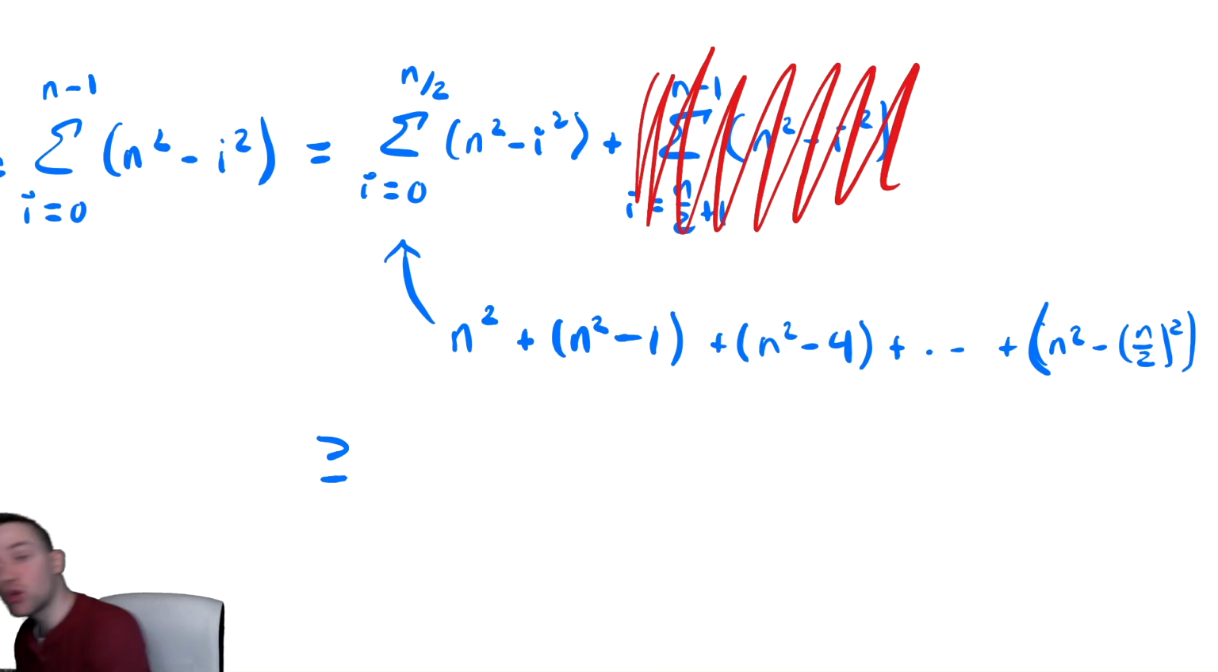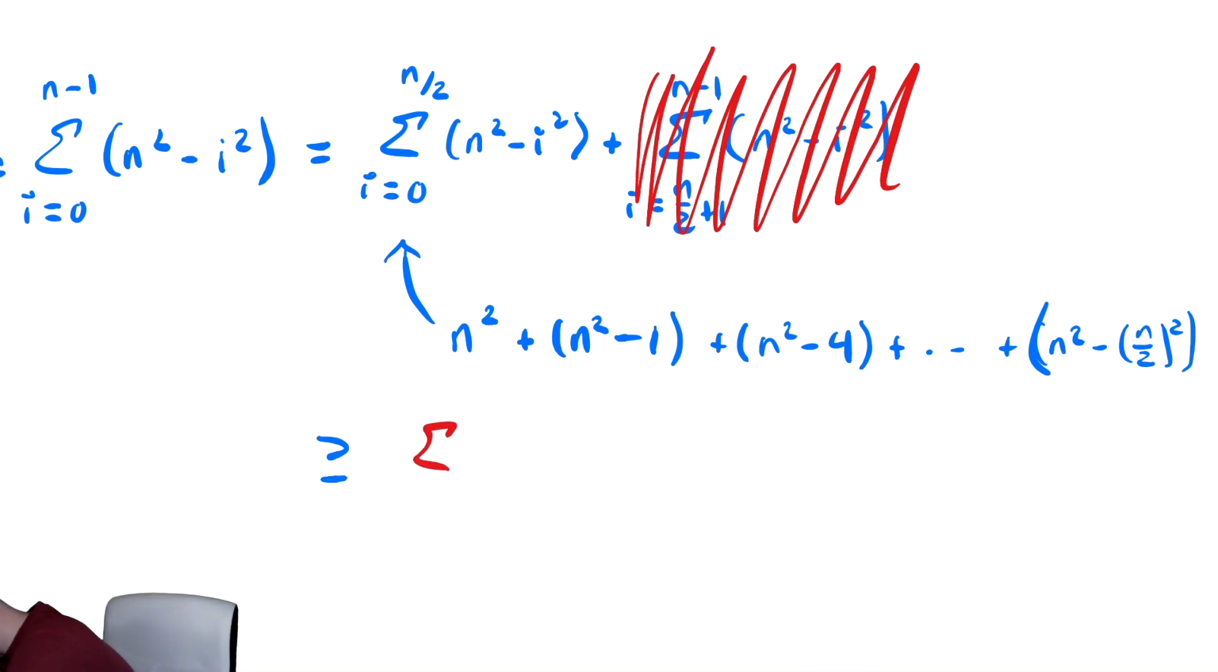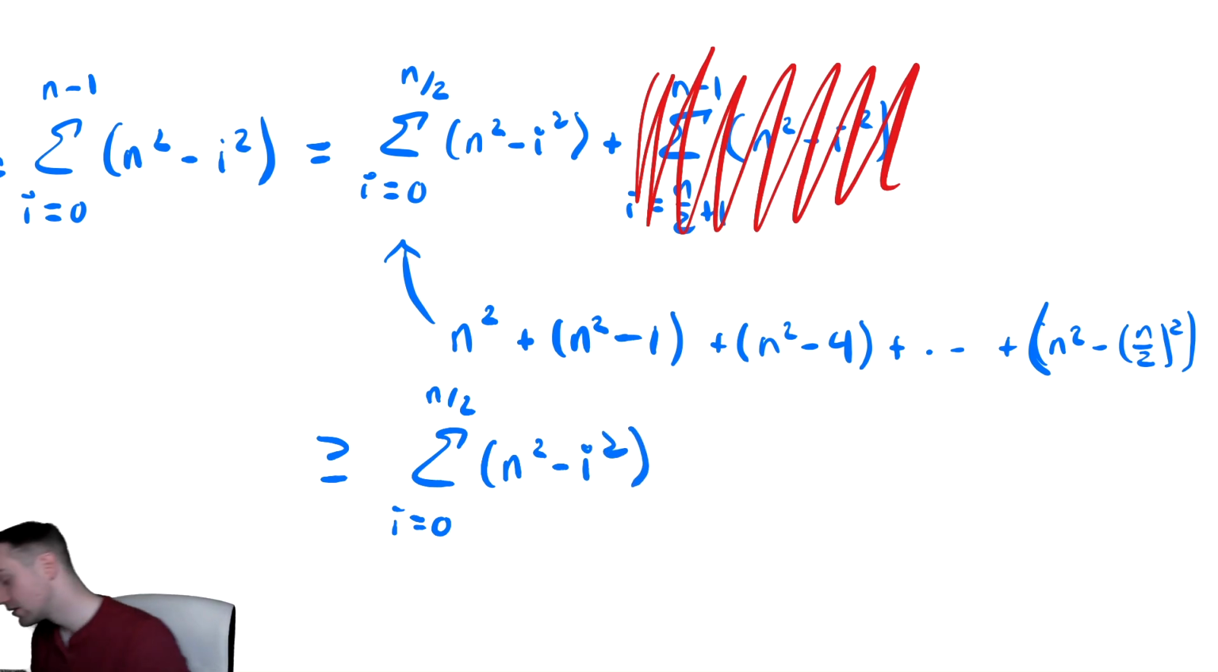Because it is a decreasing function of i, we want to keep the larger of the two. We'll explain a bit more after we finish this problem, but for now, take for granted the fact that we're going to keep the larger of the two. So we have the sum from i equals 0 to n over 2 of n squared minus i squared.